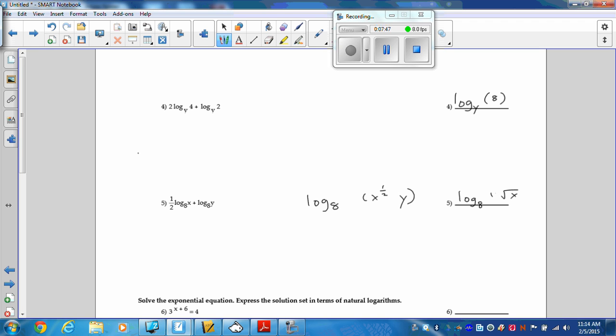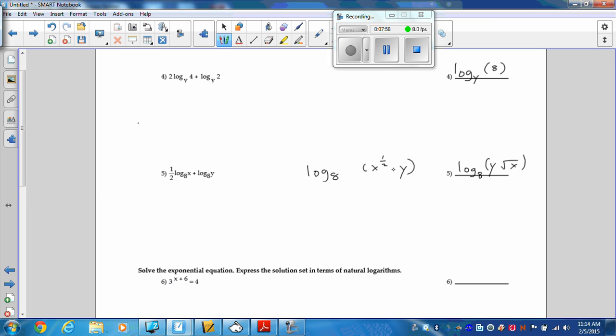And some people like to write the y in the front because then it doesn't give any indication of the y being under the radical. So you could just write the times y here and be done with it as well.